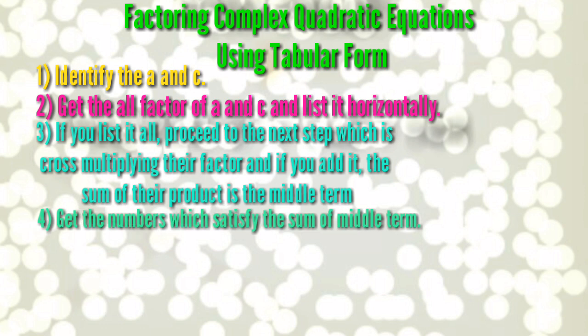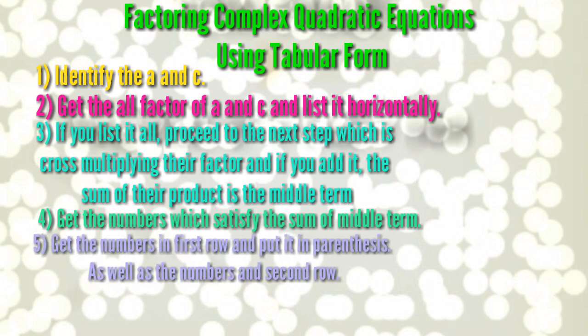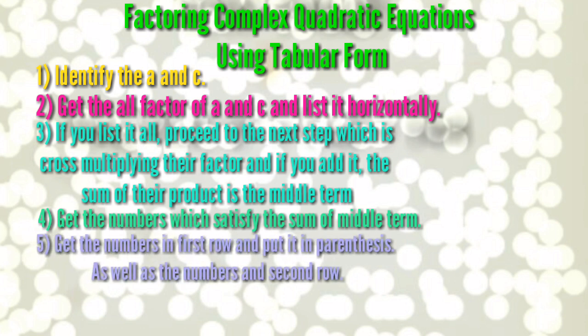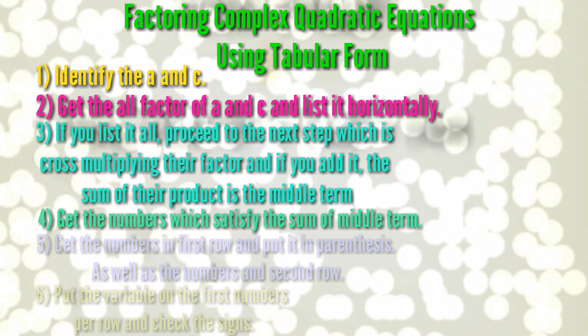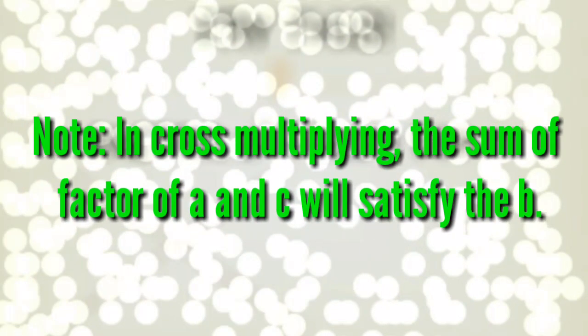In the fourth step, get the numbers which satisfy the sum of the middle term. In the fifth step, get the numbers in the first row and put them in parentheses, as well as the numbers in the second row. Lastly, put the variable on the first numbers per row and check their signs. Take note, in cross multiplying, the sum of the factors of A and C will satisfy the middle term.